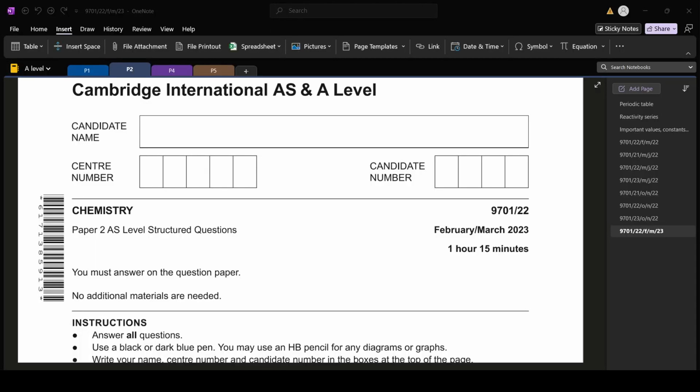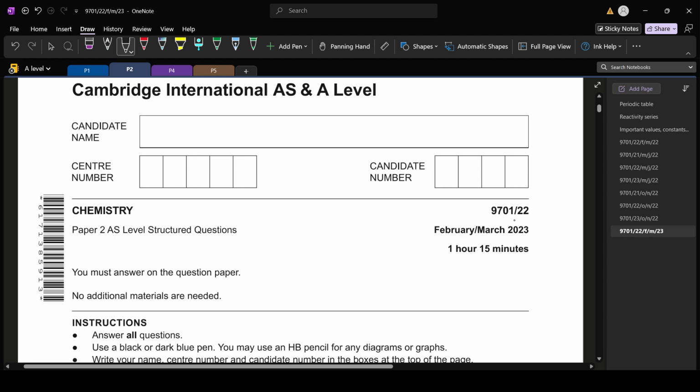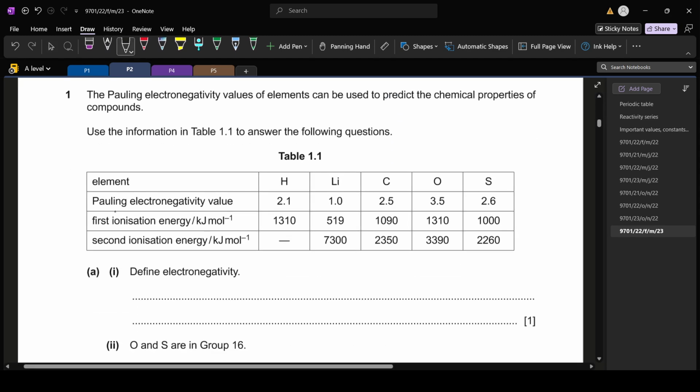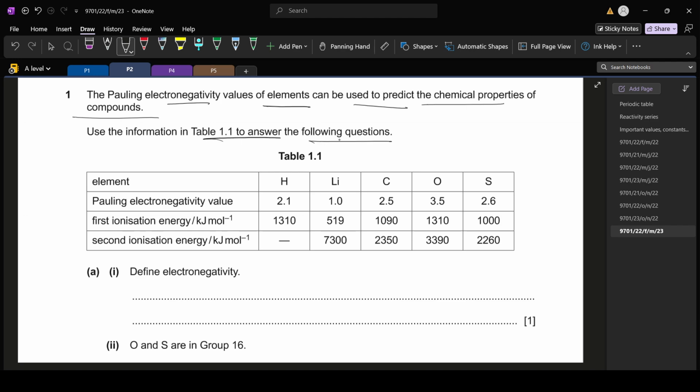Today we will be solving February March 2023 for 229701. So let's begin. Question number 1. The Pauling electronegativity values of elements can be used to predict the chemical properties of the compounds. Use the information in table 1.1 to answer the following question.